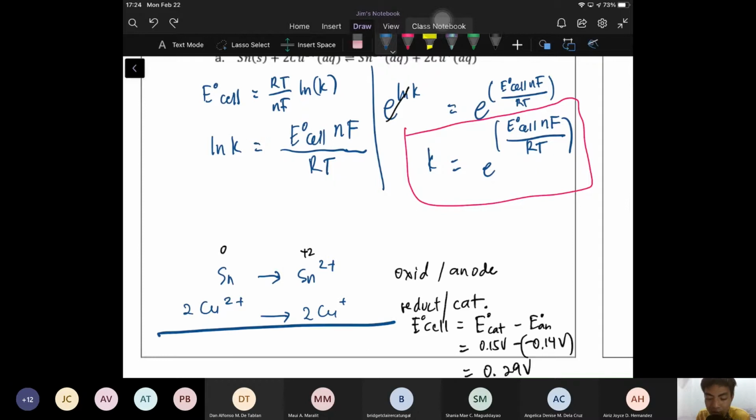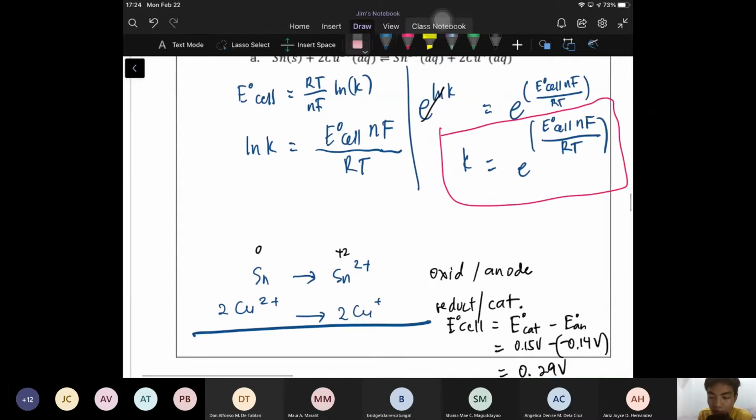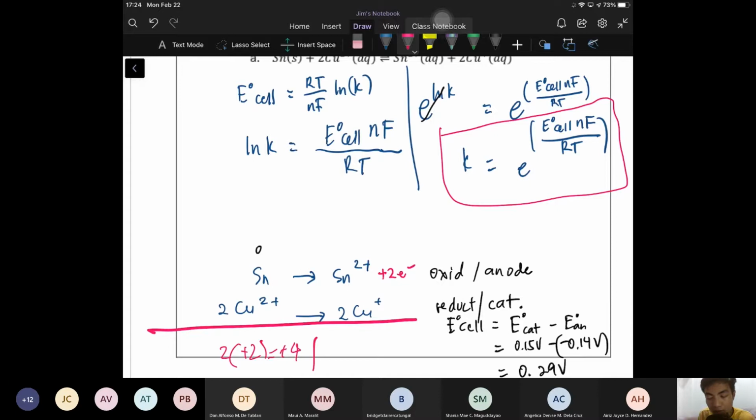Let's do that. On the top equation, is that balanced already? Not yet. So on the left side, we have 0 charge. On the right side, we have the positive 2 charge. So that means we place 2 electrons on the product side. Sa baba, we have 2 times positive 2 charge, so that's equals to positive 4. On the right side, we have 2 times positive 1 charge, so that will be positive 2. So saan tayo maglalagay ng electron? Sa left side. So we add 2 electrons so that the charges will balance out.